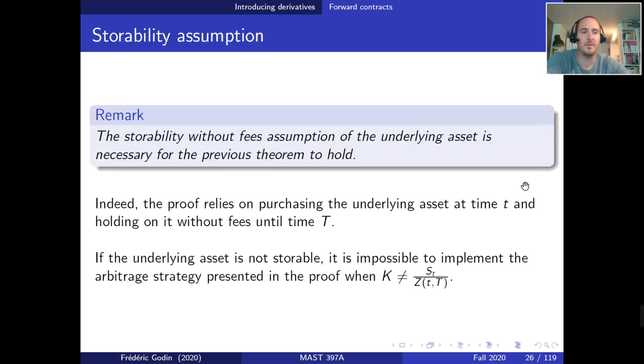So if storability is not possible, then the previous proof breaks and the strike price might depart from the formula we've shown earlier, which was S_t divided by Z. Okay, so the storability is crucial for the relationship K equal to S_t over Z to hold. If we don't have storability without cost and indefinite storability, then the previous result might not be valid.